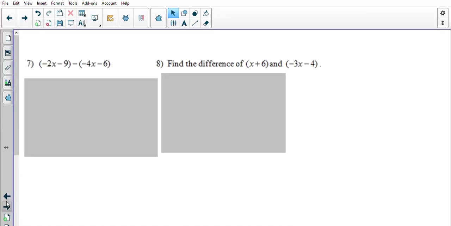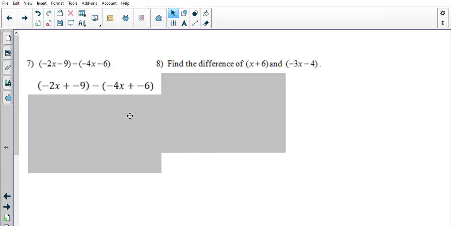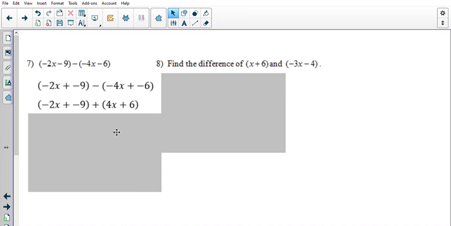All right, let's take a look at numbers 7 and 8, which are also on this same topic. So question number 7, the first thing I'm going to do is add the opposite inside the parentheses for both linear expressions. So negative 2x minus 9 becomes negative 2x plus negative 9, and negative 4x minus 6 becomes negative 4x plus negative 6. The second and third steps, we're going to change subtraction to addition, and each term in the second set of parentheses to its opposite. So we know that our negative 4x becomes a positive 4x, negative 6 becomes positive 6.